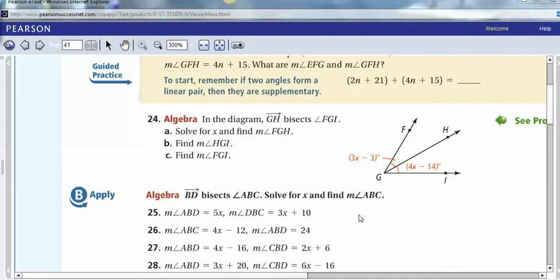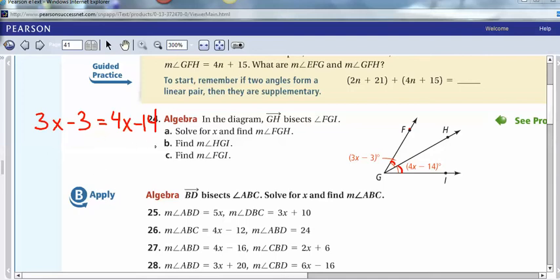Okay, number 24 in your assignment today. In the diagram, GH bisects FGI. Alright? They're also marked here. So what do you know about these two angles? Good, they're congruent. So what do you know about 3x minus 3? Very good. Okay? Solve for x.